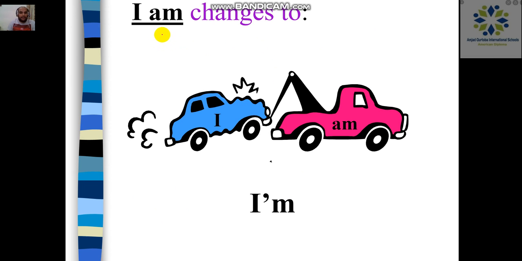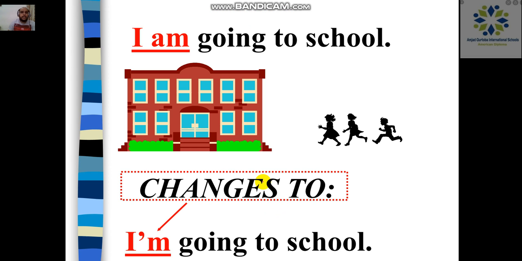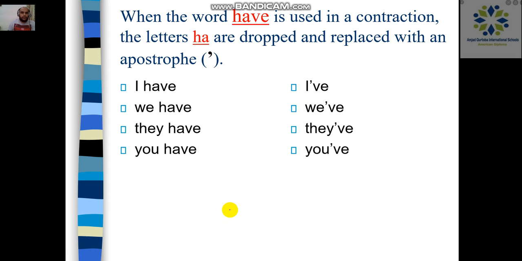So, for example, here we have this beautiful photo, okay? So, as if I is committing or is experiencing a crash or an accident, okay? And this is am, so it's going to be I am during the crash, okay, or the accident. We lost the A, okay? And we have replaced the A with what we call in English an apostrophe. So, it's going to be I'm. So I am going to school. This is the formal way of saying it in English. It changes into I'm going to school.